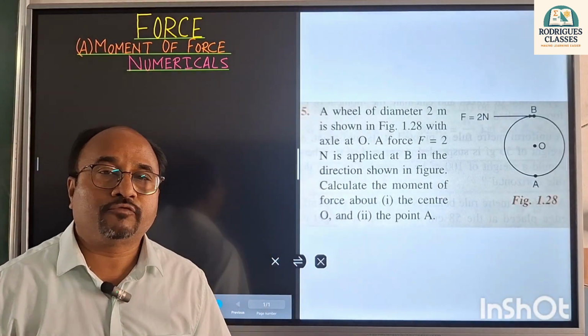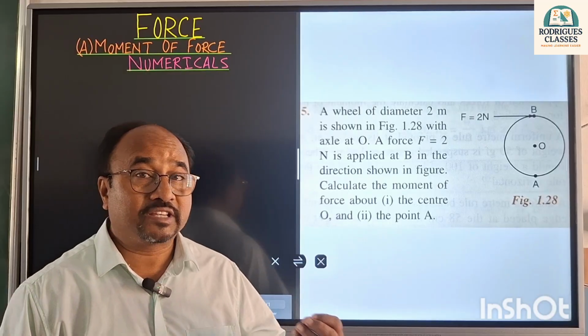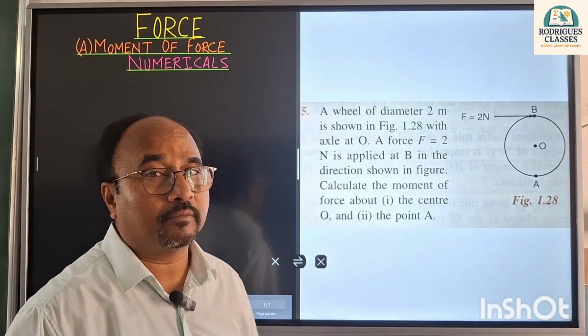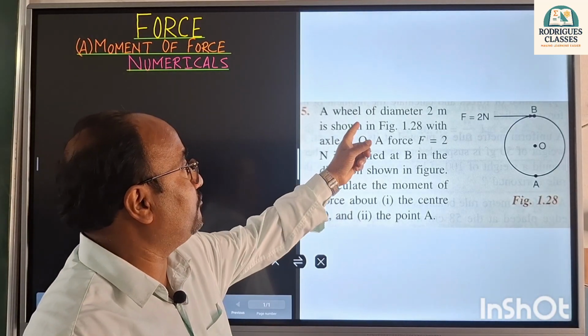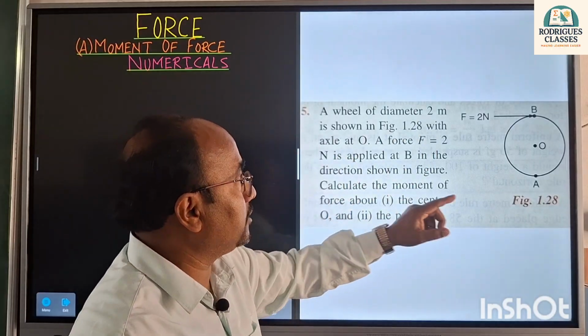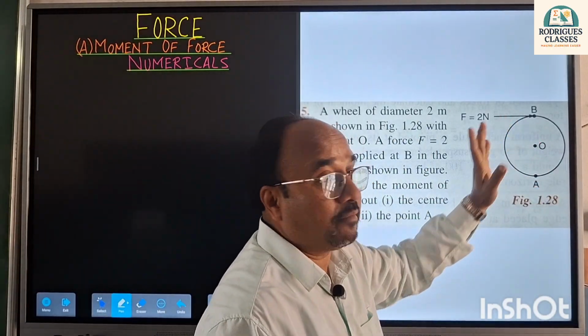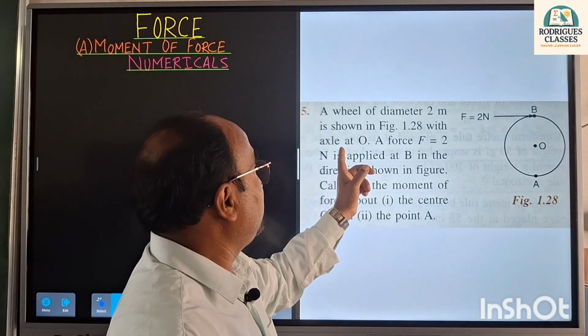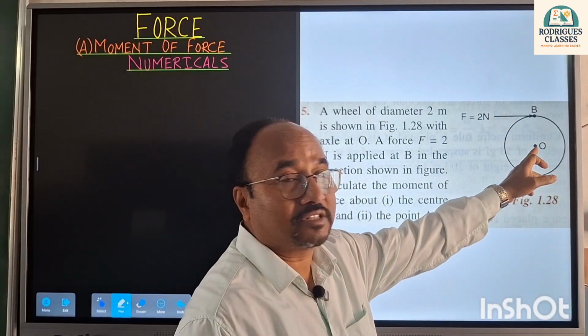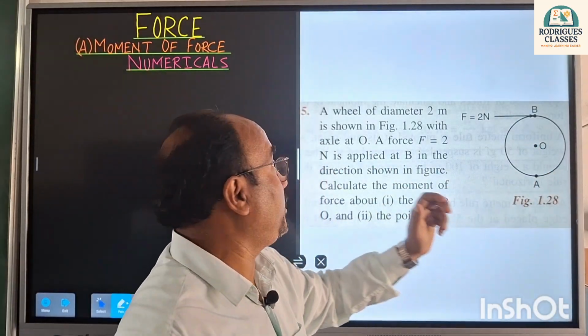Now let us come to the fifth sum, which has a diagram in it. It is a diagram based numerical. It says the wheel has a diameter of 2 meters. So this is the wheel shown. It has a diameter of 2 meters, with an axle at O. So this is the axle at O, which means this is the pivot point.